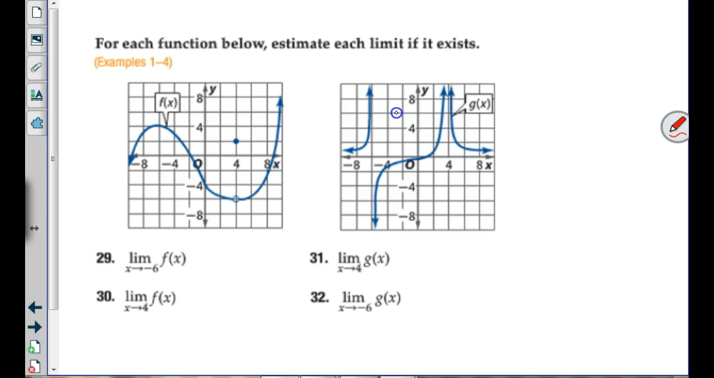Let's see, what time is class done? 12. Okay, let's see if we can just do these 4 questions since they're done on the page.